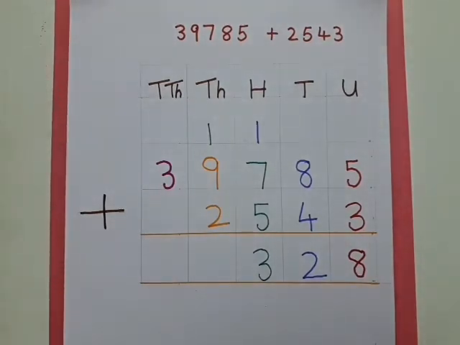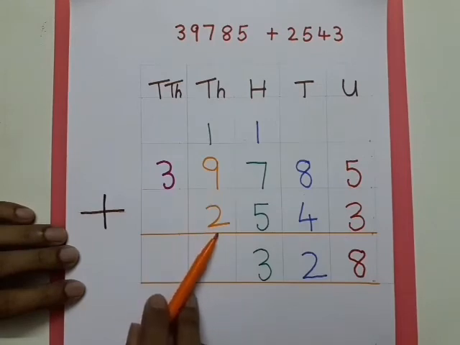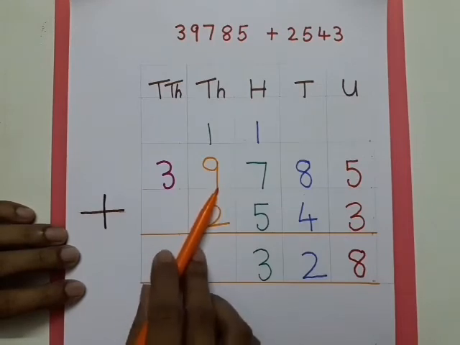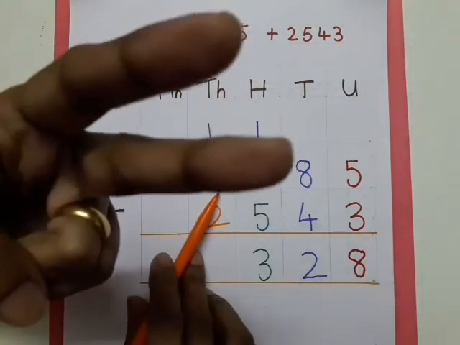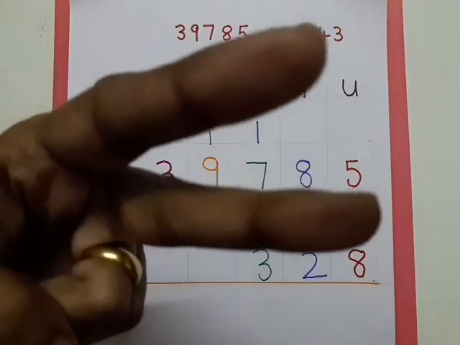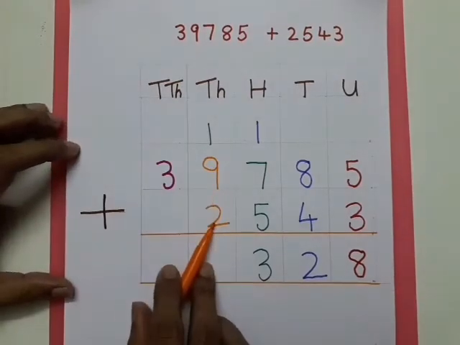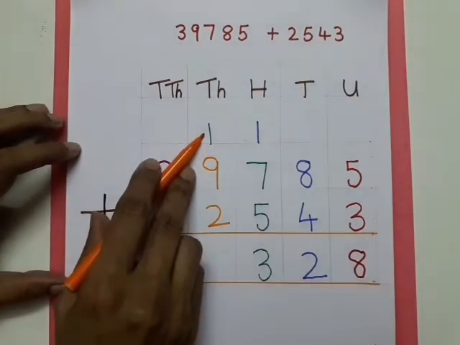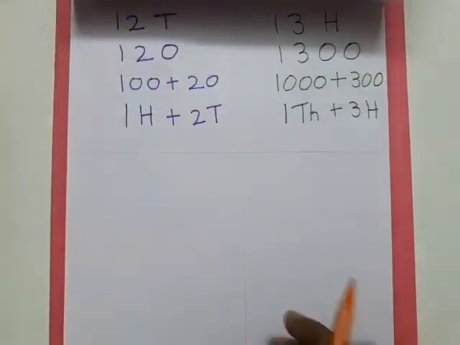Now we come to the thousands place. Now in your thousands place you have the number 9 and your number 2. So 9 in your mind and 2 you're going to show with 2 fingers. So you're going to count after 9. So after 9 that is 10, 11. So 9 plus 2 you got 11 and plus this 1. So 11 plus 1 is 12. Now again here you are not going to write 12 here. Now see how you are going to write this number.